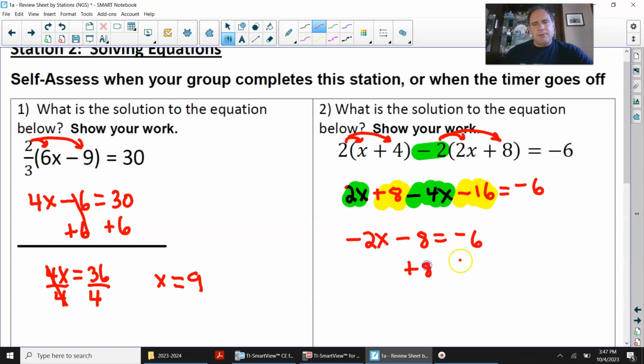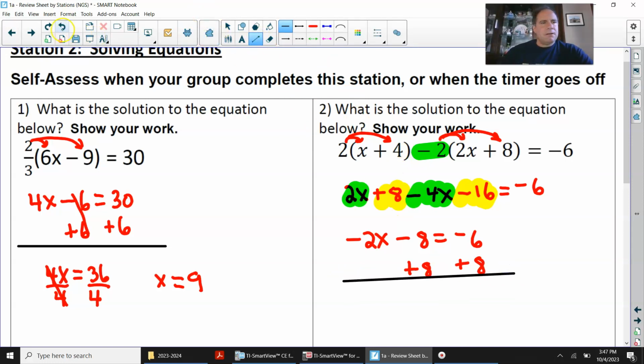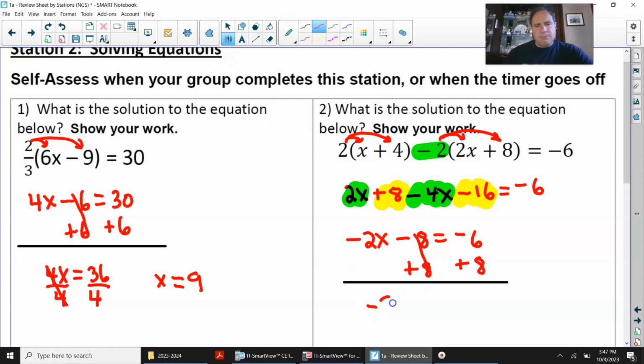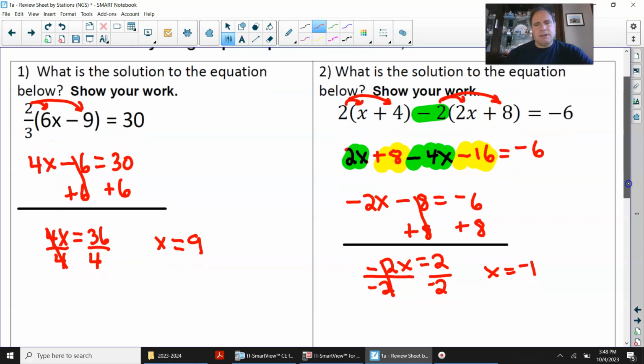Now this is a two-step equation. You add 8 on both sides using inverse operation. The 8's cancel. You have negative 2x equals 2. And then you divide by negative 2, and you get x equals negative 1. And that is your answer.